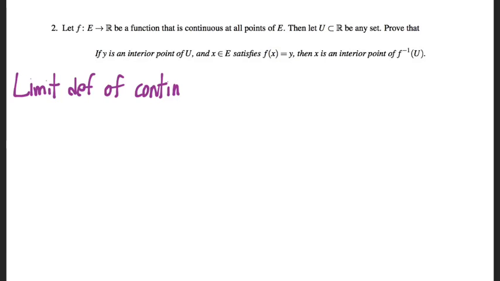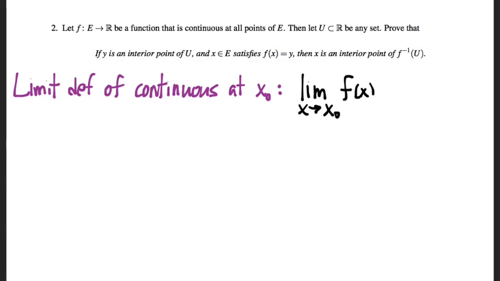Let me get my head out of the calculus classroom here for a minute. Continuous. Limit definition for continuous, a continuous function at x naught. Remember that this limit definition says that a function is continuous at x naught if the limit of the function as x approaches x naught agrees with the value of the function at x naught. So this was the limit definition.